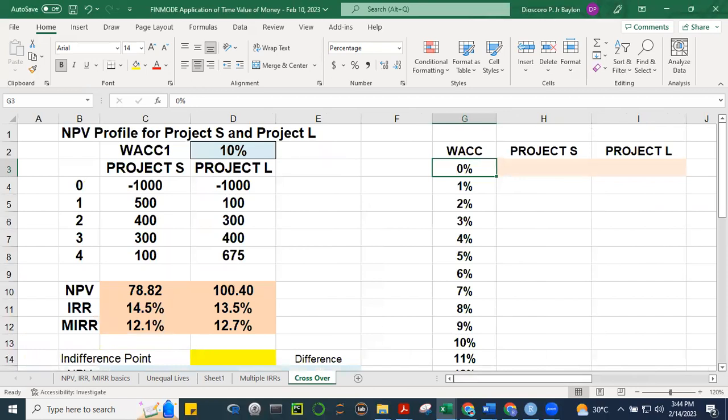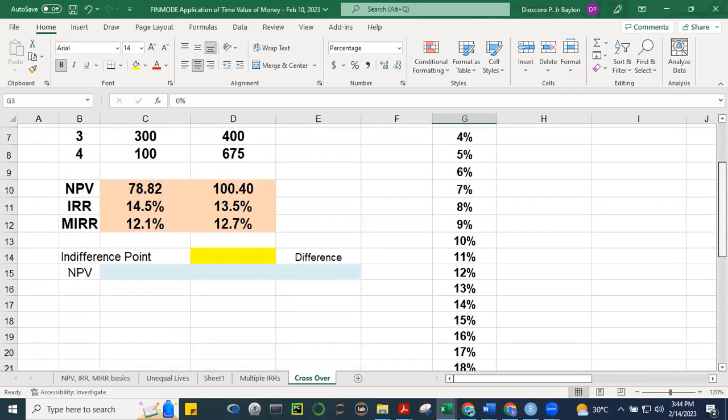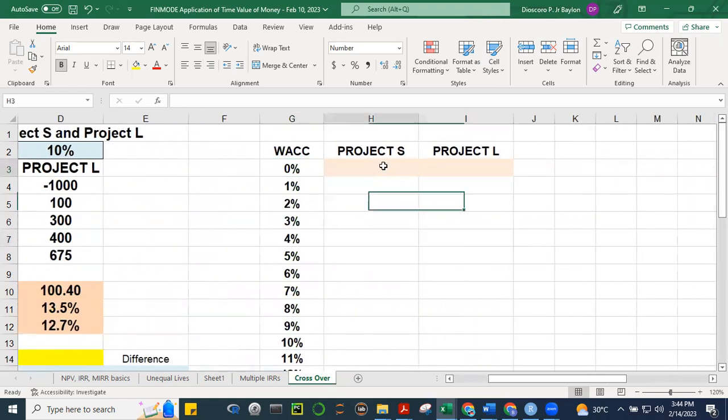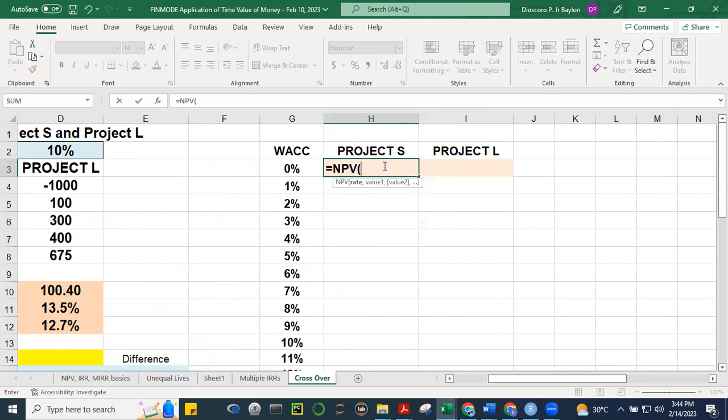Pwedeng bawasan natin. Okay, so what are we going to do with this? We will now compute for the NPV, NPV ni Project S at saka NPV ni Project L based on this WACC. Okay, so let's compute for the NPV of Project S. This is equal to NPV. All right, our rate is ang WACC natin, no?